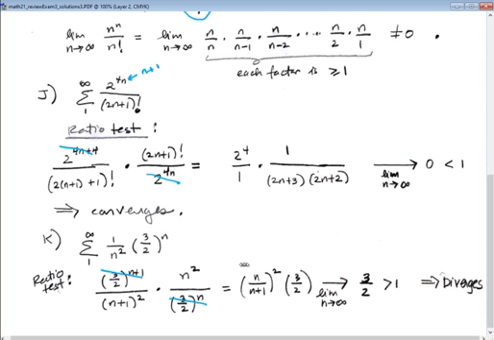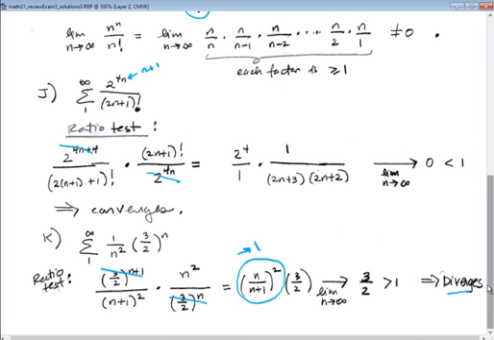Okay, this goes to 1, this piece. That piece goes to 1. So we get 3 over 2, which is greater than 1. That means that this diverges by the ratio test. For the ratio test, we need to get something less than 1. So that diverges.